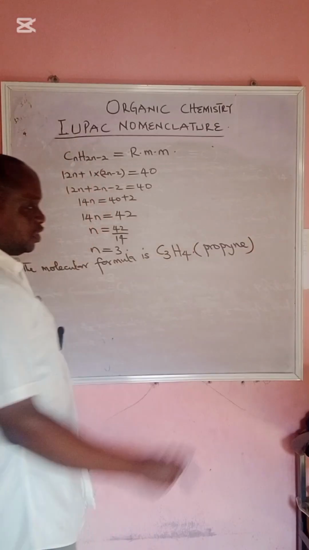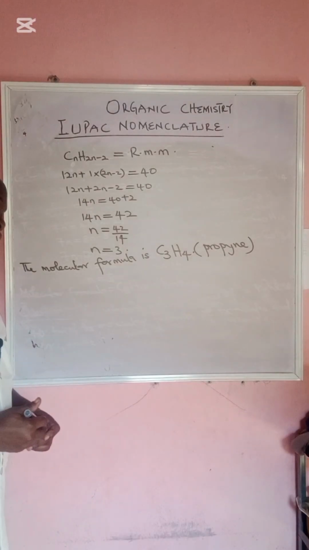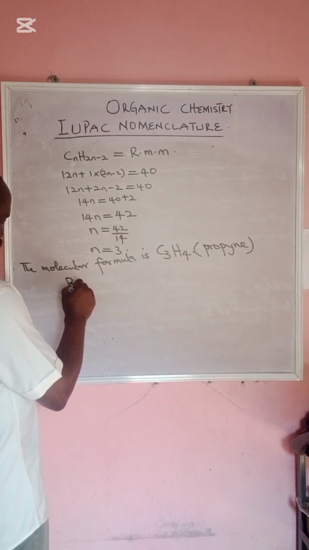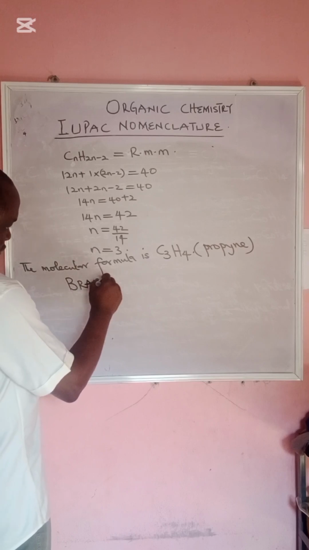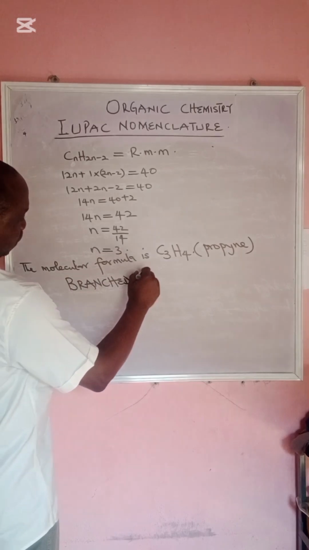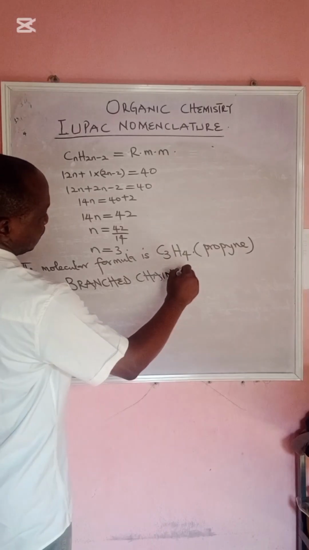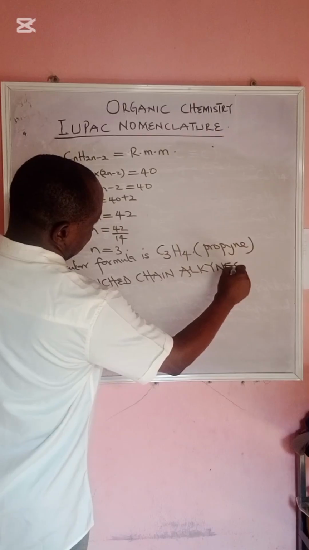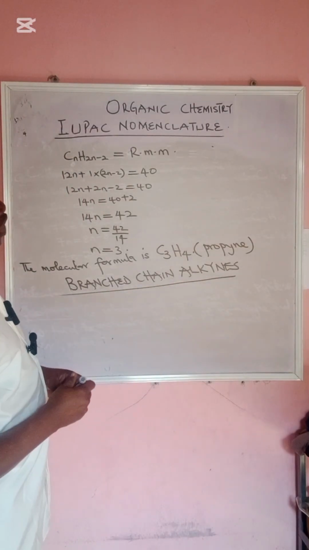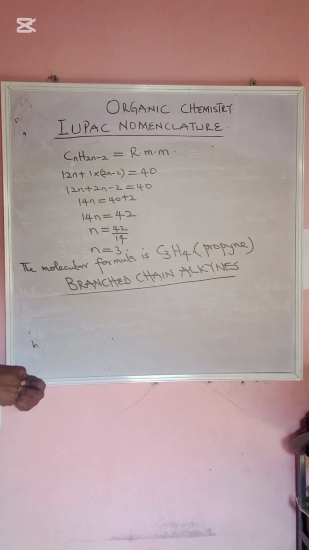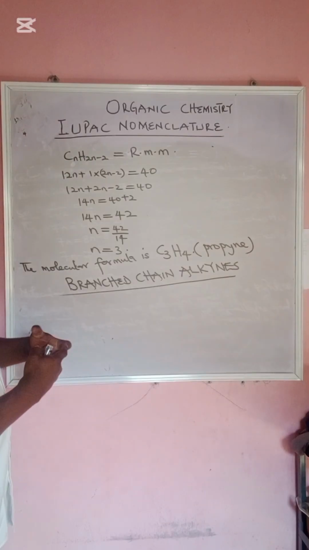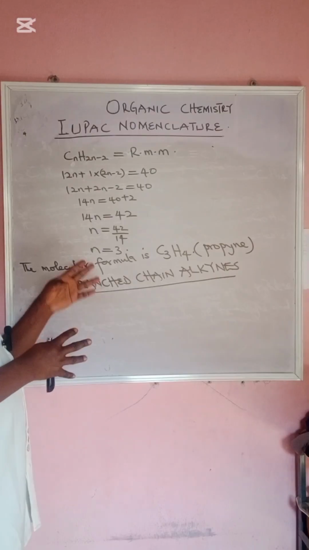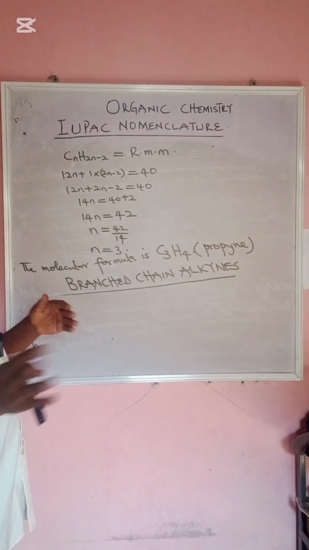It has 3 carbon atoms, so call it propyne. So let's move straight to naming of branched chain alkynes, with branching or with the position of the triple bond changed. It's no longer between carbon 1 and carbon 2. It's now placed elsewhere.